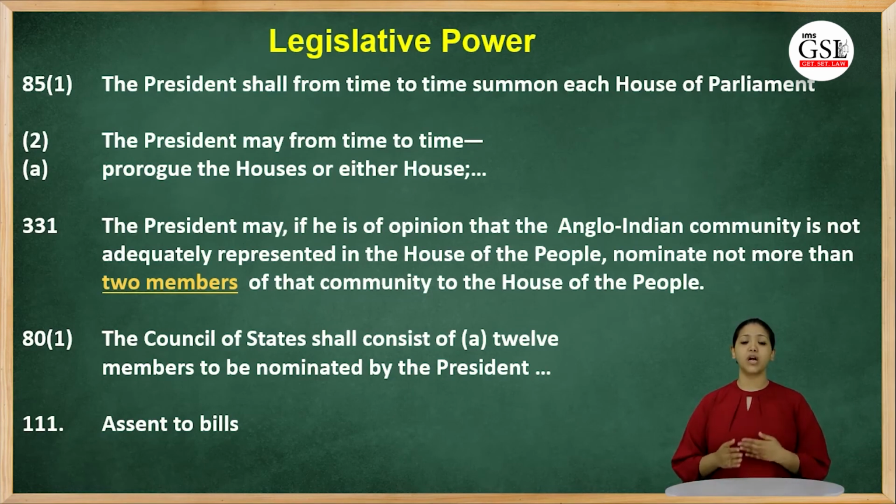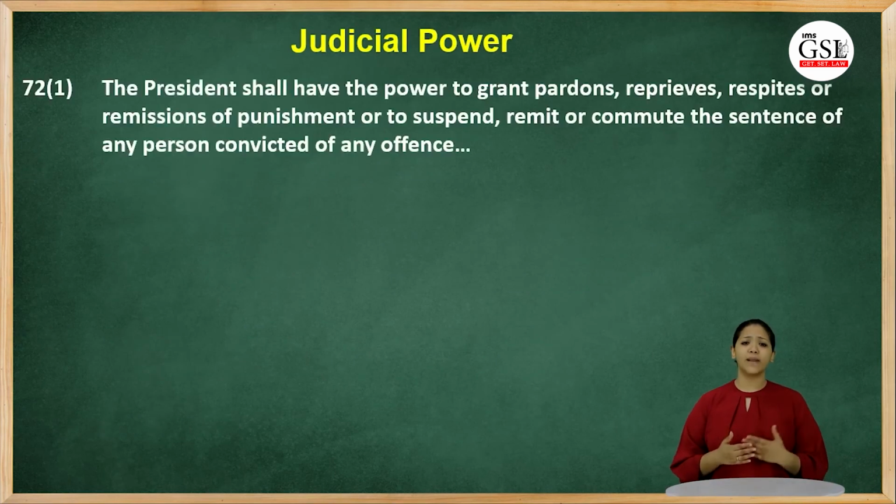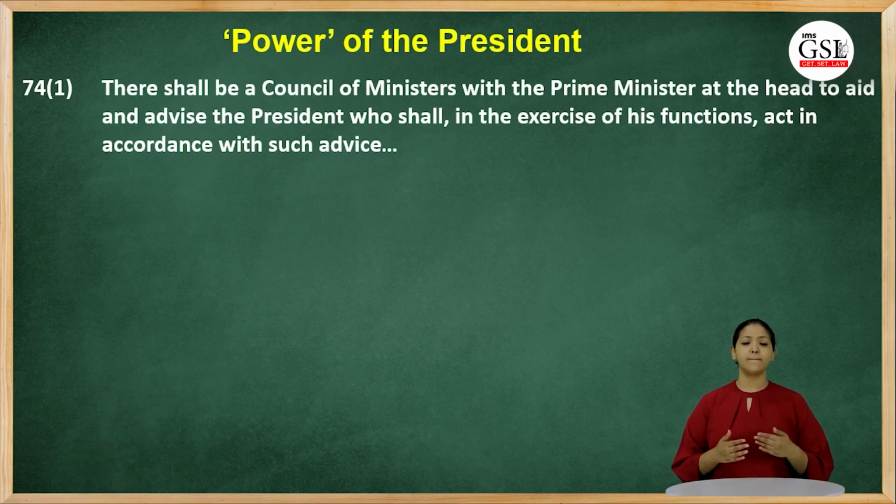If the Houses of the Parliament are not in session and the President believes that there exists a situation which requires urgent legislation, the President is allowed to promulgate an ordinance. The ordinance will have the force of a law until one of the Houses of the Parliament meets to pass a bill or until 6 months of promulgation of the ordinance. The fifth power of the President is the judicial power. The President has the right to grant a pardon, reprieve, respite, remission, suspension, or commutation of the sentence of a convict. The majority of the powers of the President may be exercised in accordance with the advice of the Council of Ministers.